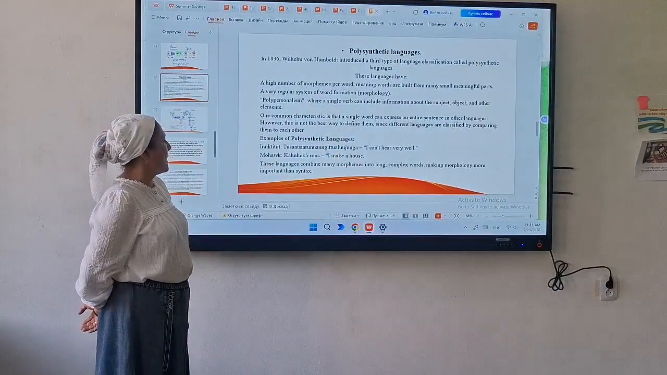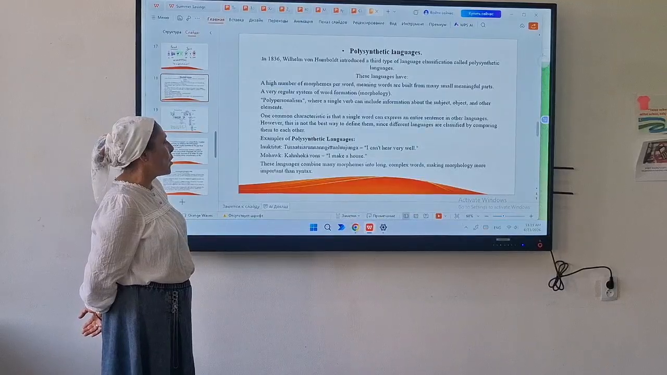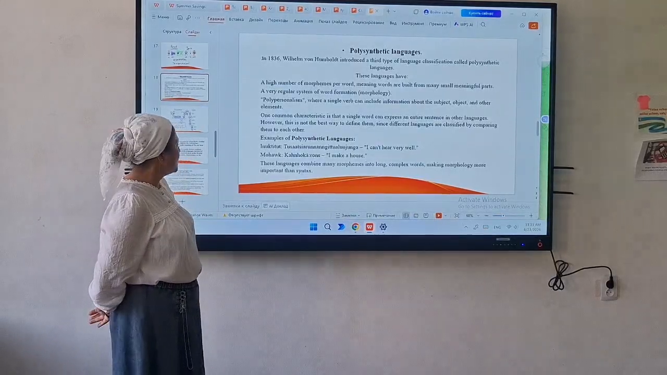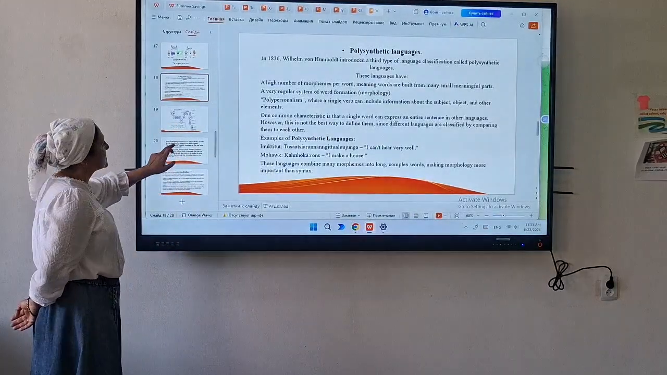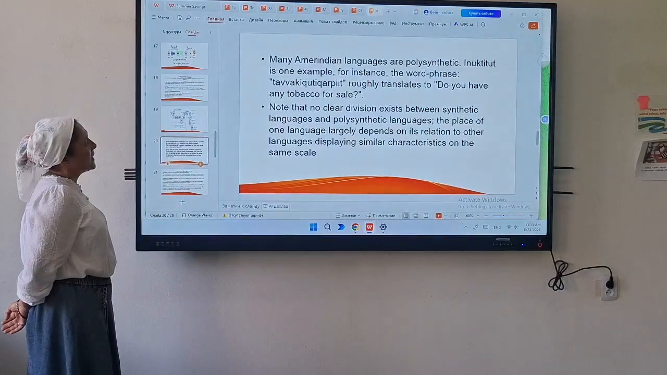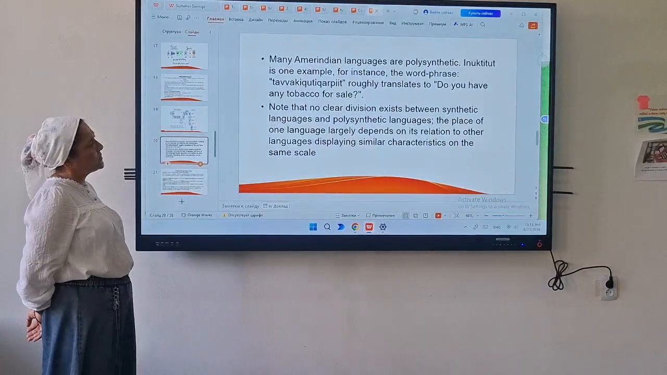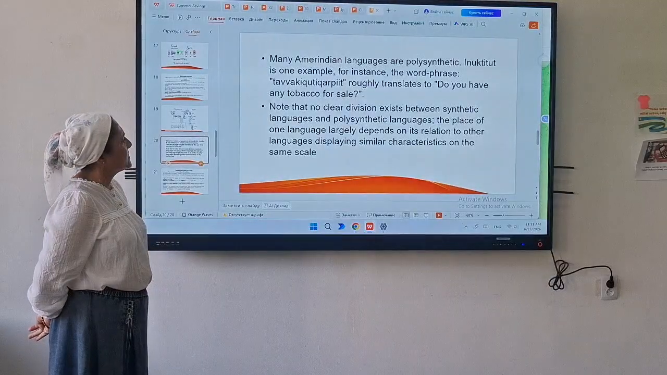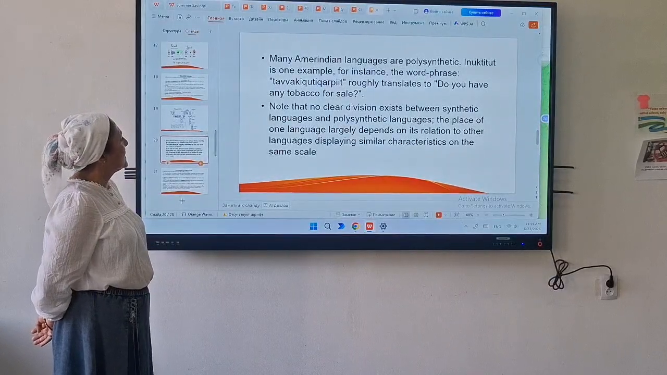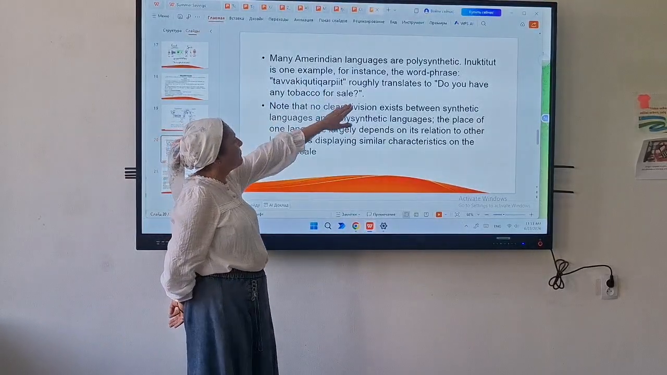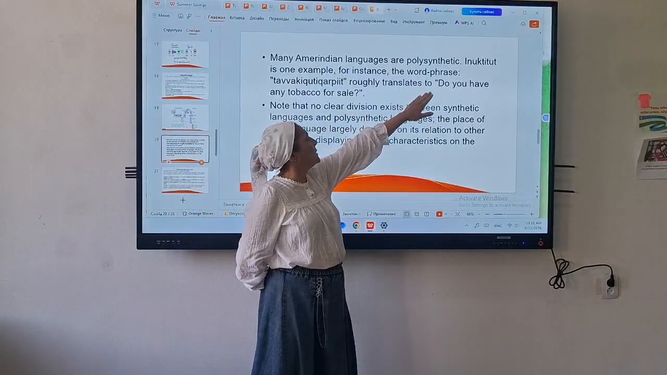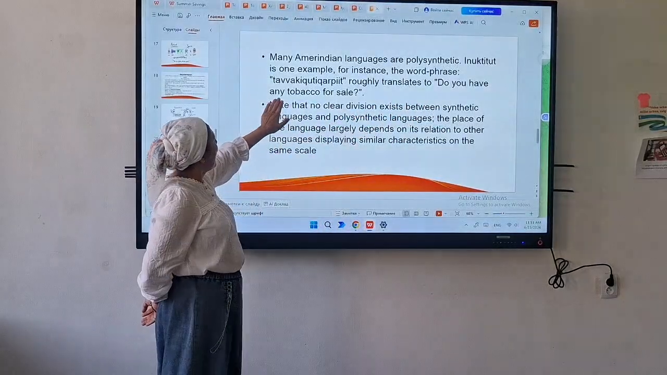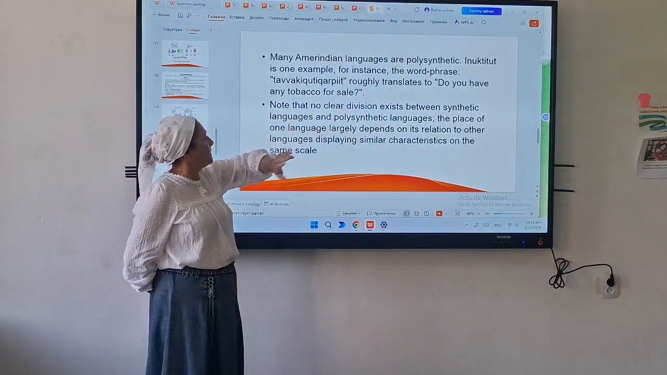These languages combine many morphemes into long, complex words, making morphology more important than syntax. Many Amerindian languages are polysynthetic. Inuktitut is one example. For instance, this word roughly translates into English as, "Do you have any tobacco for sale?"